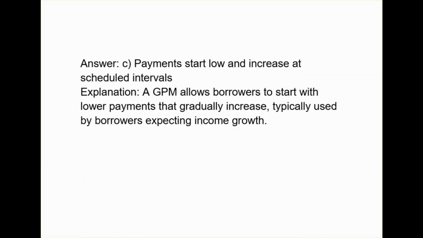C. Payments start low and increase at scheduled intervals. A GPM allows borrowers to start with lower payments that gradually increase, typically used by borrowers expecting income growth.